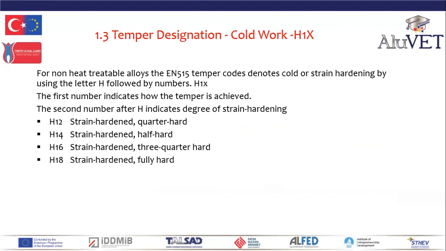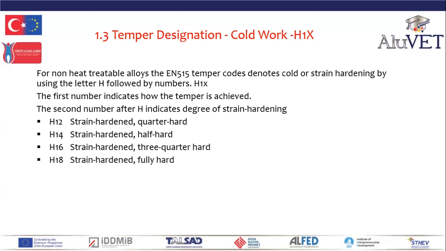For the non-heat treatable alloys, European standard EN 515, temper codes designate cold or strain hardening by using the letter H, followed by numbers. And H1, followed by numbers. The first number indicates how the temper was achieved. In this case, the number H1 indicates that the alloy is in the cold worked or strain hardened condition. So the 1000, 3, 4 and 5,000 series can only be strengthened by work hardening.